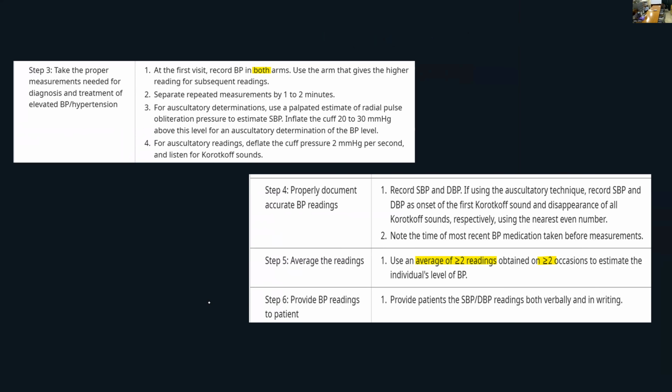The other thing is advice for a diagnosis. You should use an average of 2 or more readings, done on 2 or more occasions, to estimate the level of an individual's BP.